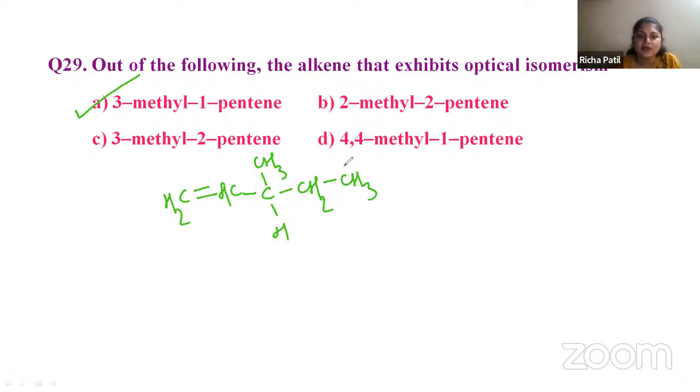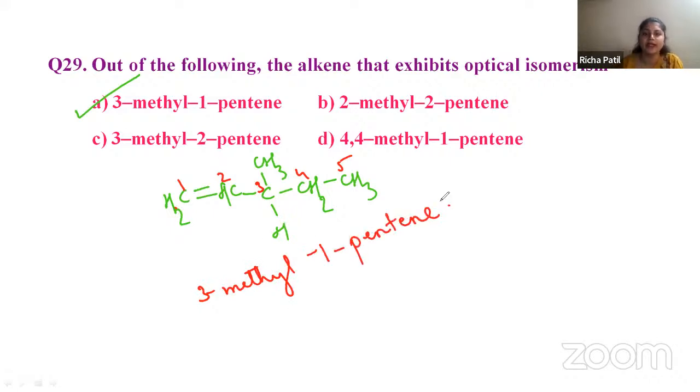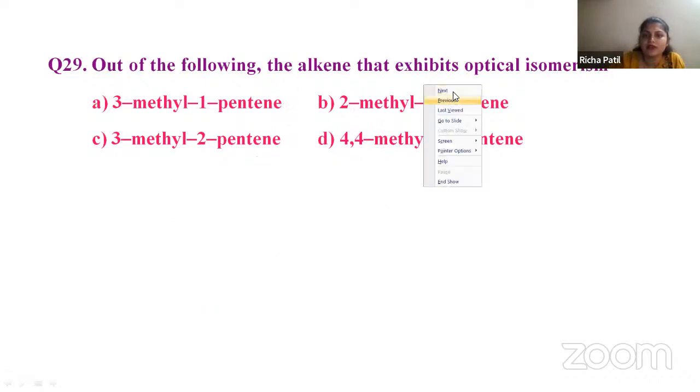It is 3-methyl-1-pentene. Just a second. So 1, 2, 3, 4, 5. So 3-methyl, 1, this is pent, and it is in pentene. So it will exhibit optical isomerism. So this will show you optical isomerism. Okay, we'll go for the next question.